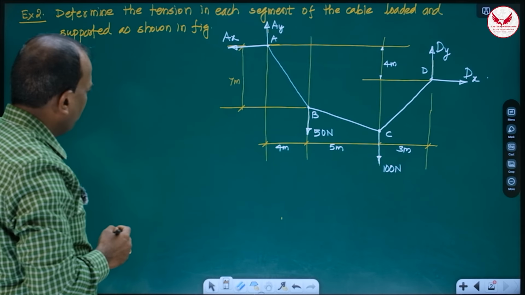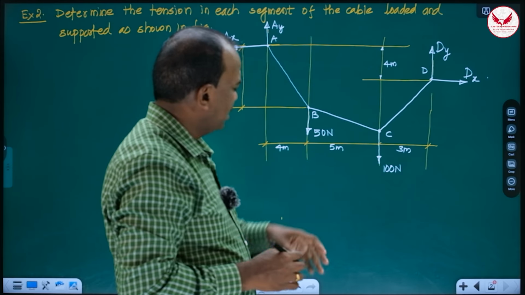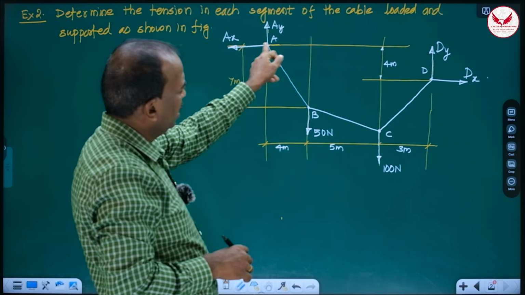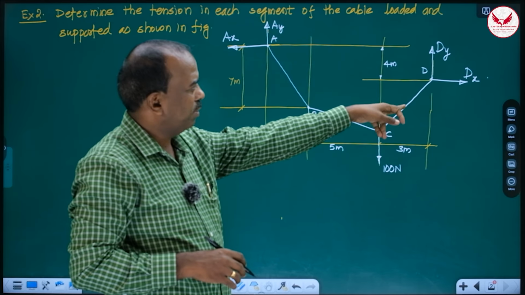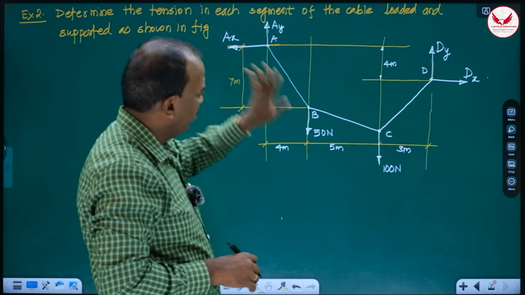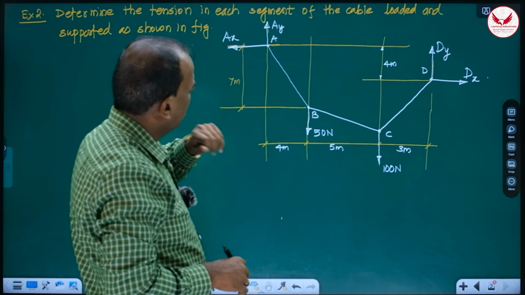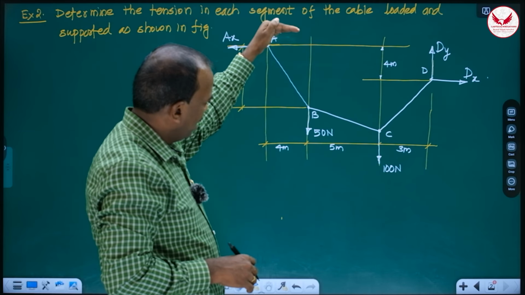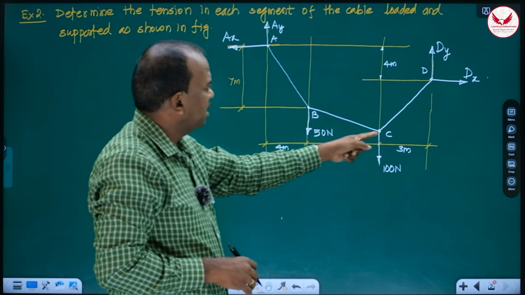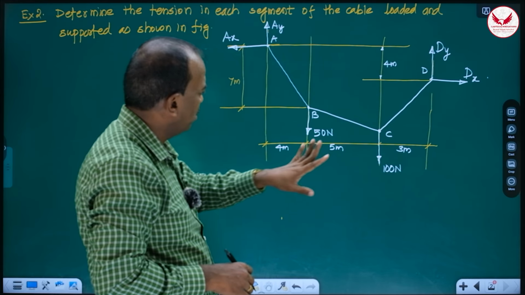Now this problem we cannot solve like the earlier example, where supports are at the same level. So here also I will give the hint. If we take summation M about A, we'll get the equation in terms of DX, DY. If we take the moment about D, again AX and AY, directly we'll never get the answer. Then here check where sag is known. Sag known means the vertical distance of a loading point. At B, this 7 meter is known. At C, it is not completely known. Only this 4 meter is known, but completely not known.